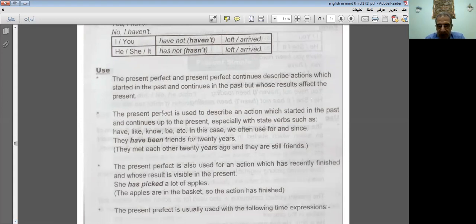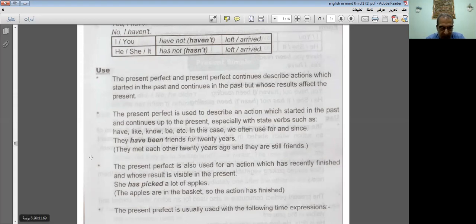The present perfect is used to describe an action which started in the past and continues up to the present, especially with state verbs such as have, like, know, be, etc. In this case we often use for and since. Okay, they have been friends for 20 years. That means that they are still friends, okay? They met each other 20 years ago and they are still friends.